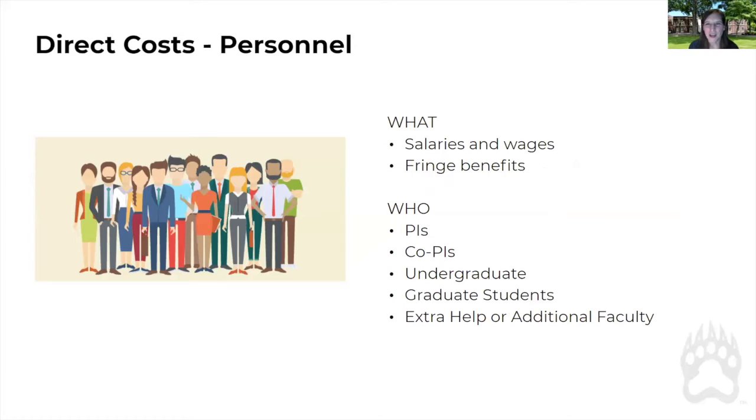Personnel costs can often make up the bulk of a grant budget. They include salaries, wages, and fringe benefits. All UCA employees funded by the grant would be included in this category, such as PIs, co-PIs, undergraduate and graduate students, additional faculty, or extra administrative help.